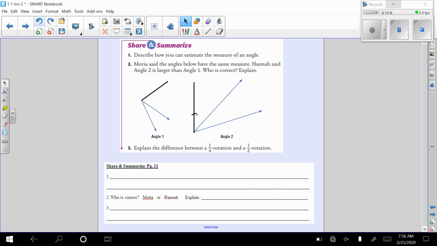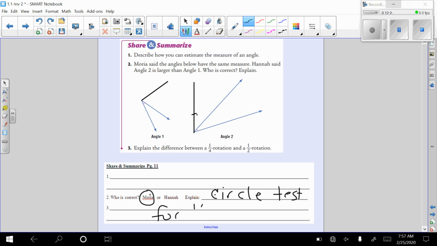Well, I think they're about the same. I think Hannah only said they were bigger because the lines were longer. So I'm thinking Maria is correct. They really are the same when you use the circle test. So I would use the circle test for the 1/4 to say, yep, I think they're about the same. We would only know if we were 100% correct if we took out our protractor and we actually measured these angles to see if they were exactly the same.